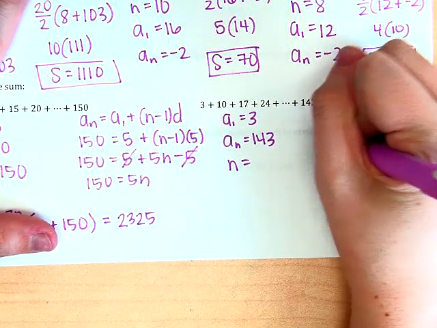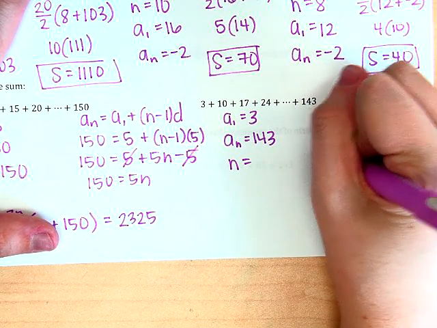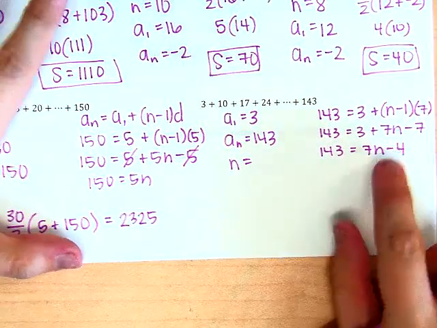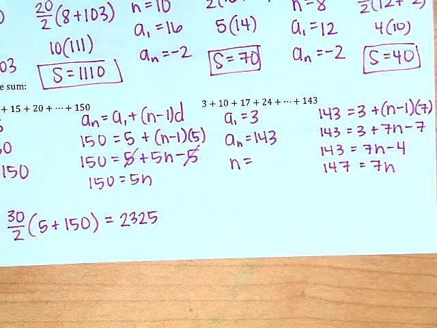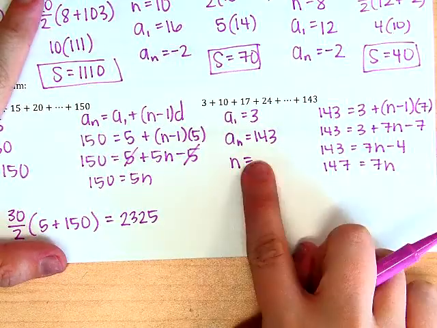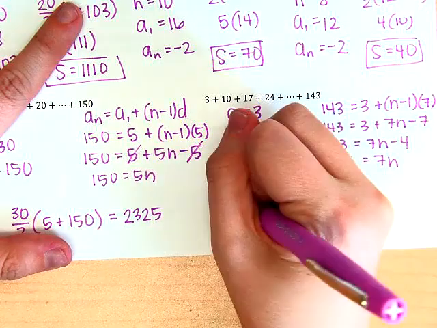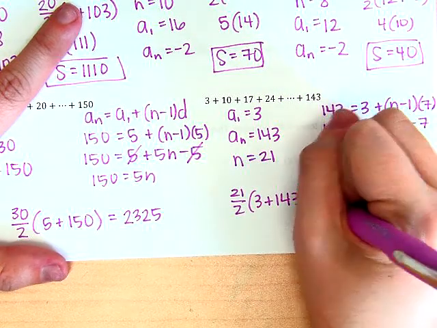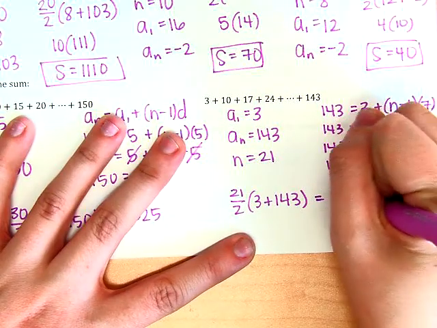So then I do 143 equals 3 plus 7n minus 7. 143 equals 7n minus 4 if I simplify that side. So now if I add 4 over, 147 equals 7n, and divide by 7, I get my n, which is 21. So now I go to my sum formula, 21 over 2, 3 plus 143. Plug that in. 10.5 times 146, and I get 1533.